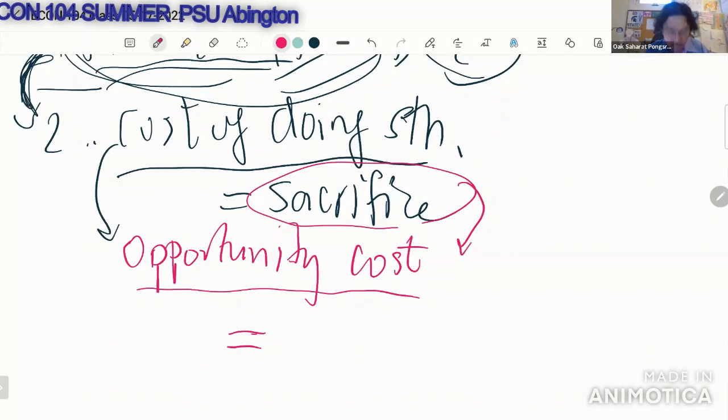Can anyone give me some? Glenn is going to give me Alexa's definition again, but maybe you can ask Alexa. Alexa, this opportunity cost.